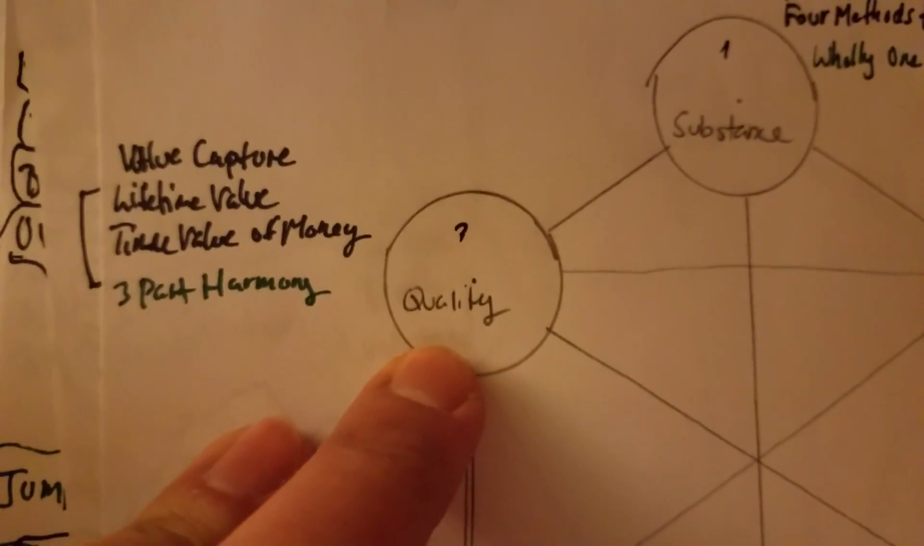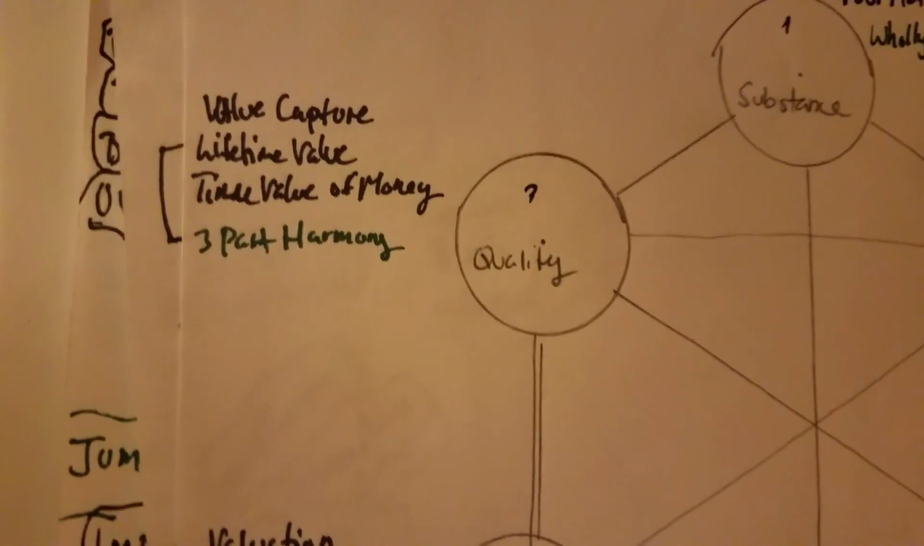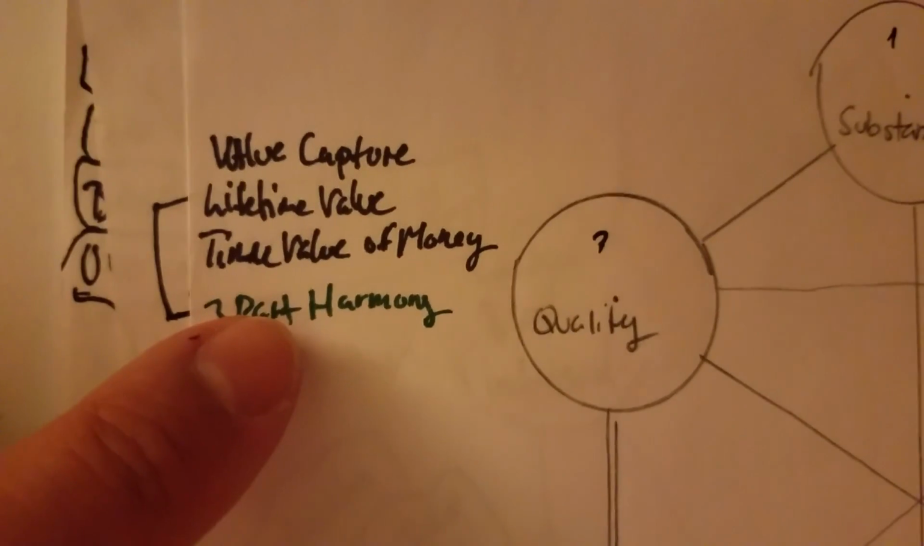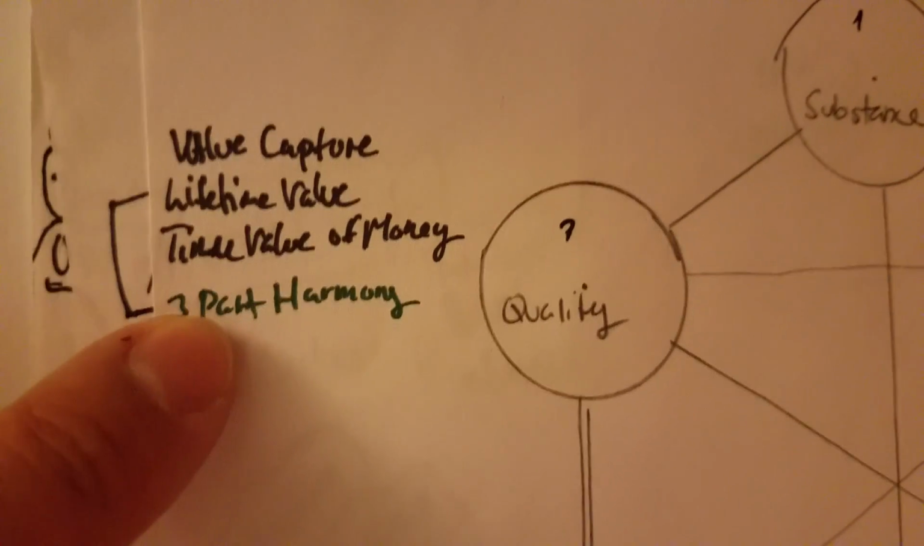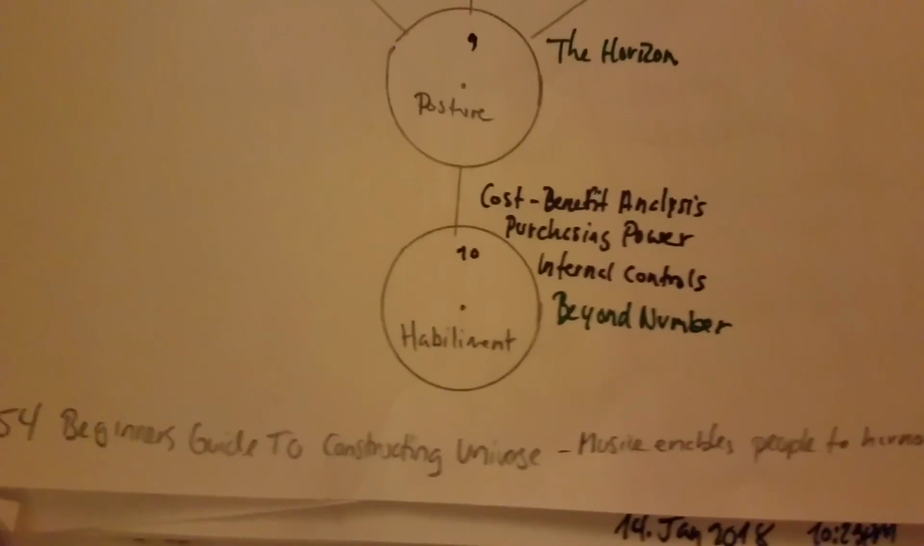So number 3, one of the correspondences to 3 is harmony. And for me personally, I linked that with value capture, lifetime value, and time value of money or quality. So here you have all these different ideas that you can link up to.